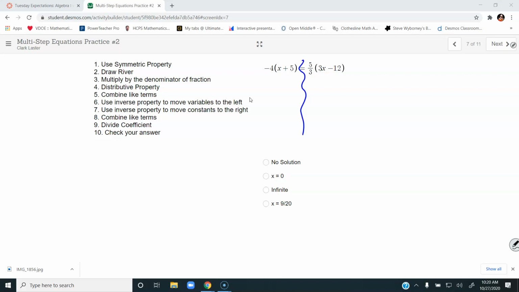Now, normally I would say I'm going to draw my river and then I'm going to multiply the denominator out. But if you guys see, I really need to distribute first. So I'm actually going to have to do 4, and then I will do 5, 6, 7, and 8, and end it with 9. All right? So I know what we would like to do is get rid of that 3, but if I distribute, I believe that 3 will go away anyways. So this is going to be negative 4x minus 20.